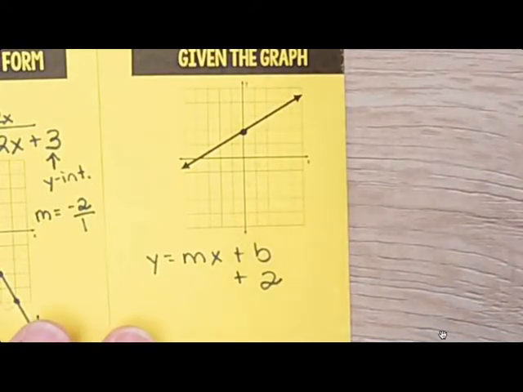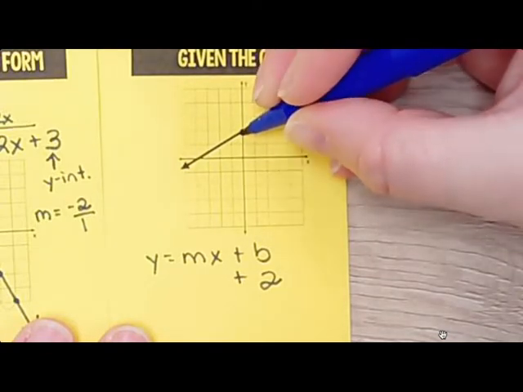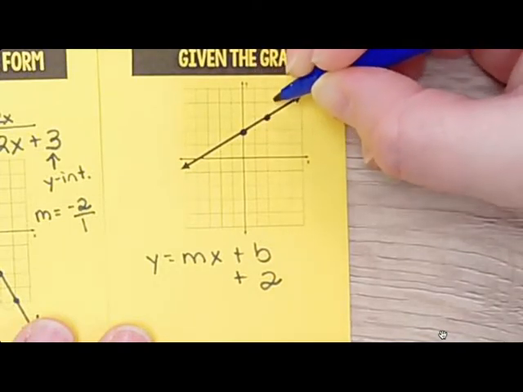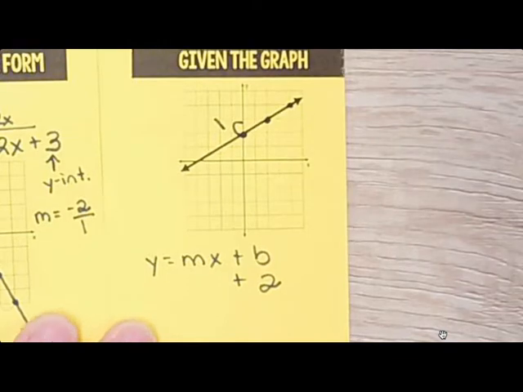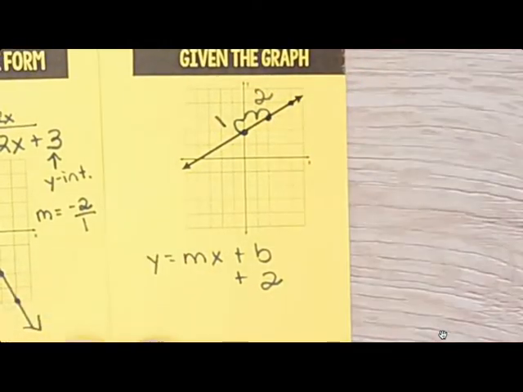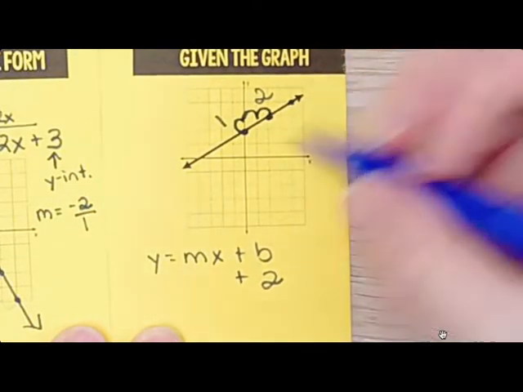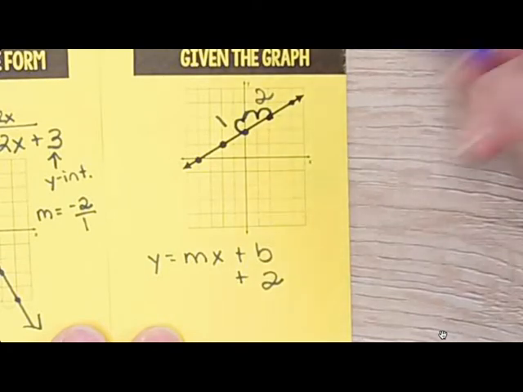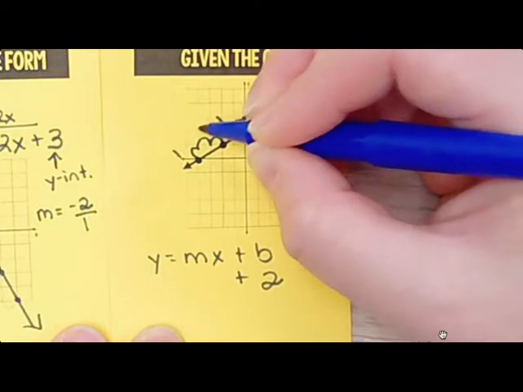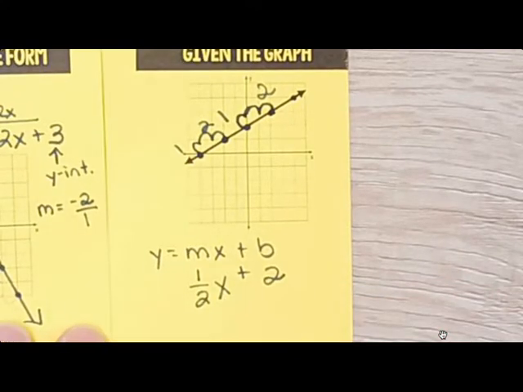And then we need to find another point. What about up 1, over 2? Up 1, so rise 1, run 2. And it's a positive slope because it's going uphill. So rise 1, run 2. If I go to any other two points, let's say I go from this point to this point, it should have the same slope. So rise 1, run 2. So that means your slope is 1 over 2x. And we need to put y equals out for it.